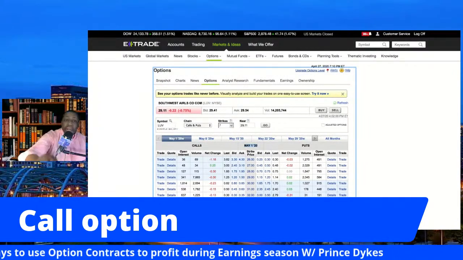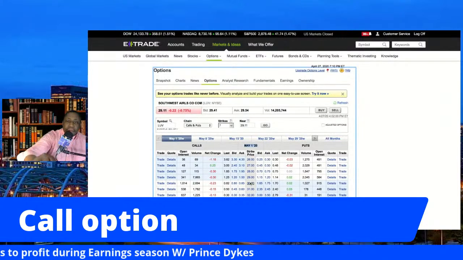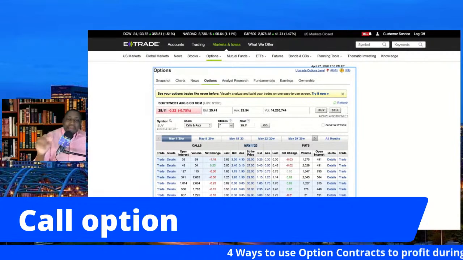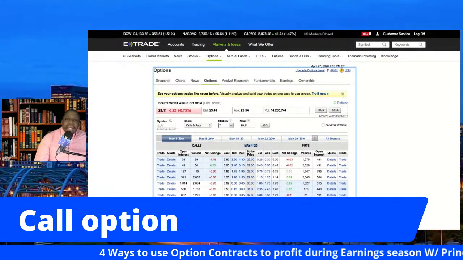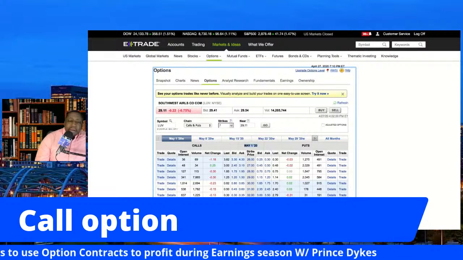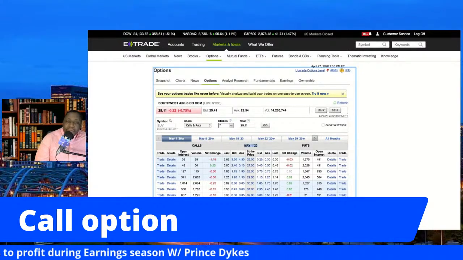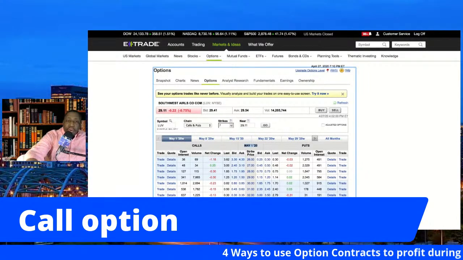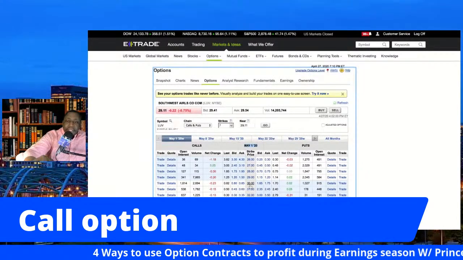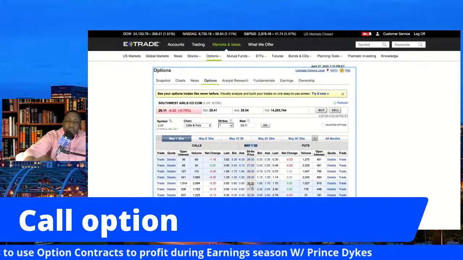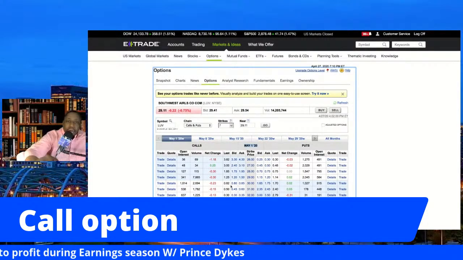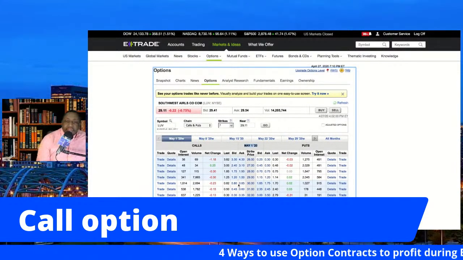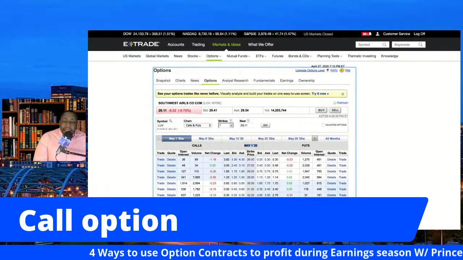Now, when we look down the middle, you have the strike price. Let's say, for example, a call option, I say, give me the right to buy Southwest Airlines for $30 by May 1st. I can do that. This is May 1st, a $30 strike price. I want a call, so I go over here. This is the bid and the ask, that's the spread. So it's saying 80 cents.